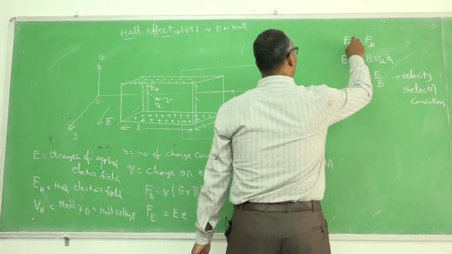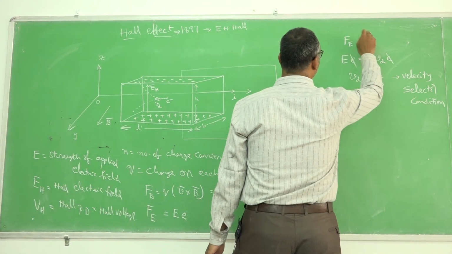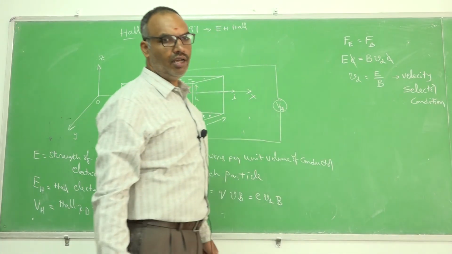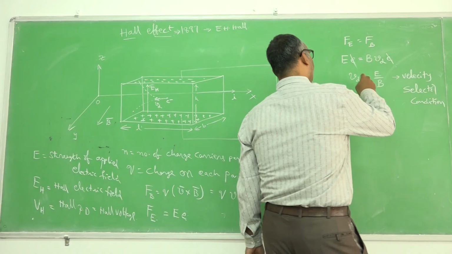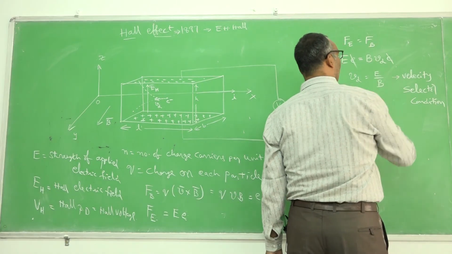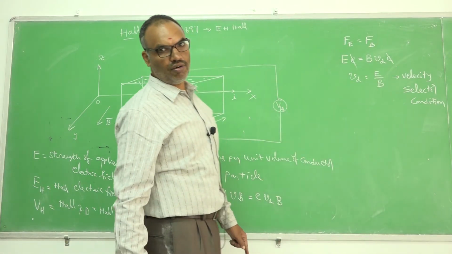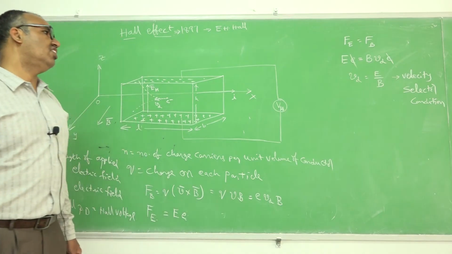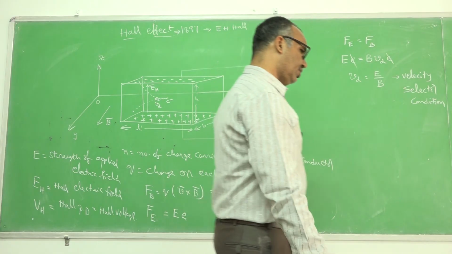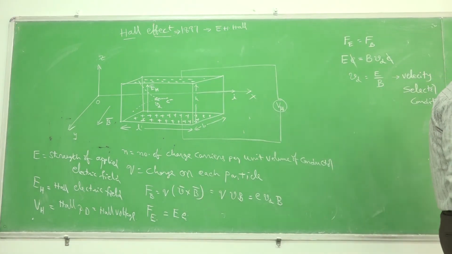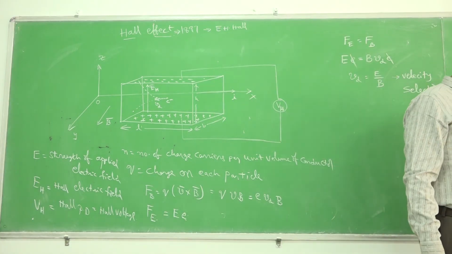We made the force applied by the electric field equal to the force applied by the magnetic field. So, the electron will try to continue in the straight line path with a velocity given by the ratio of electric field strength to magnetic field strength. So, this is the velocity selector condition.